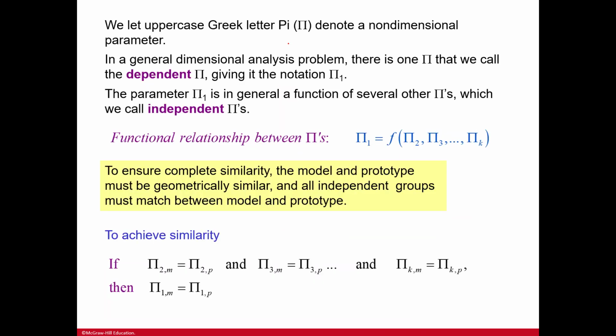So here we use the Greek uppercase letter pi to denote non-dimensional parameters. In a general dimensional analysis problem, there are these pi's, and we call the dependent pi, giving the notation pi1. And then the parameter pi1 is a general function of several other pi's, which we call independent pi's. And here's a functional relationship between the two. And then we can ensure similarity as well.